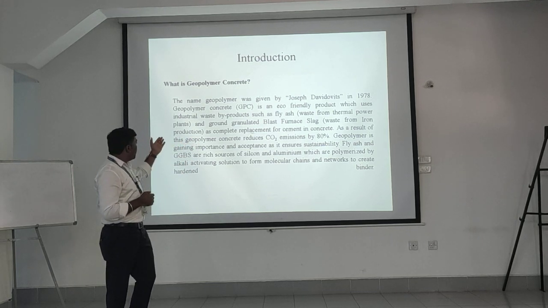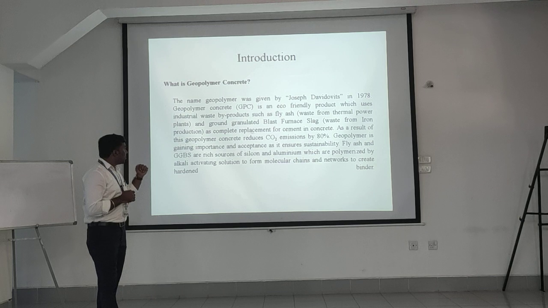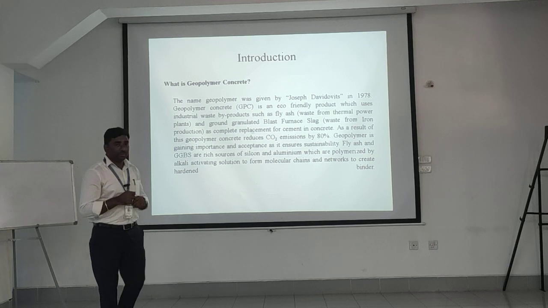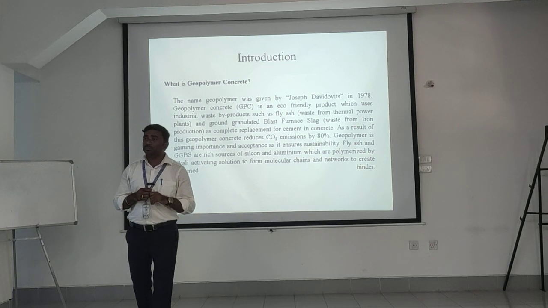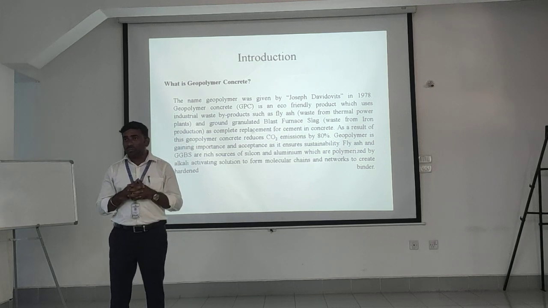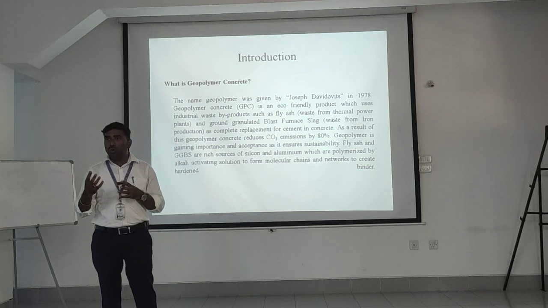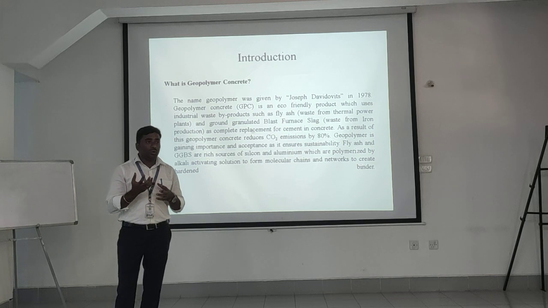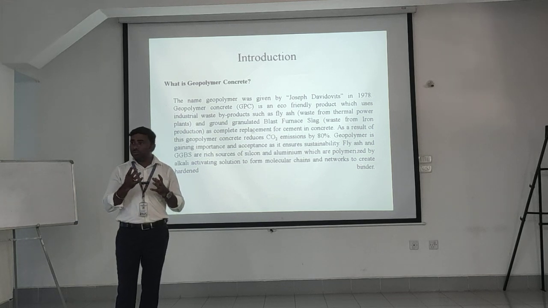So geopolymer concrete is an eco-friendly product which uses industrial waste byproducts such as fly ash. How do we get fly ash? Fly ash is a byproduct. By burning the coal we get the ash. So where do we burn the coal? In nearby places.